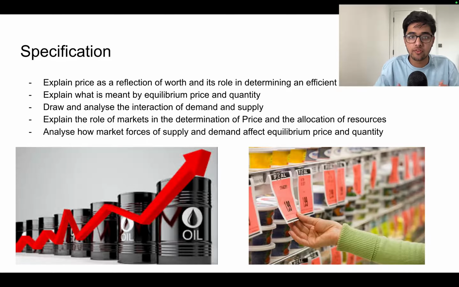Explain price as a reflection of worth and its role in determining an efficient distribution of resources. Explain what is meant by equilibrium price and quantity. Draw and analyze the interaction of demand and supply. Explain the role of markets in the determination of price and the allocation of resources. Analyze how market forces of supply and demand affect equilibrium price and quantity.